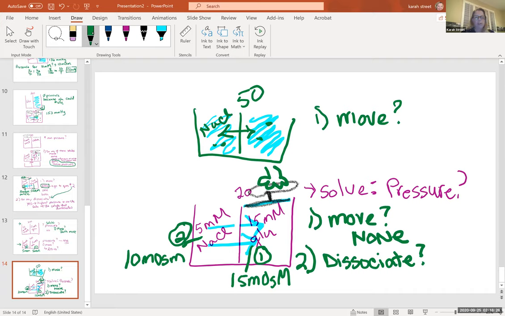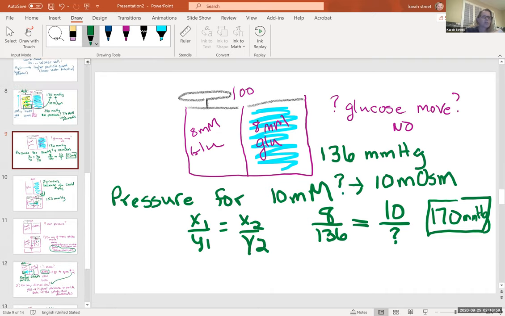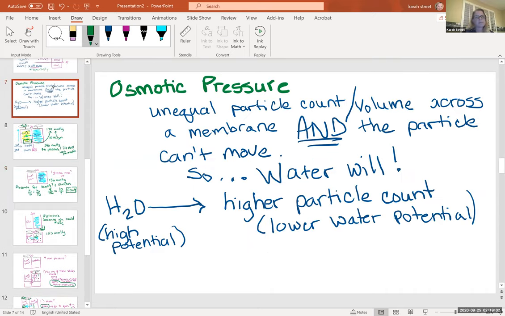Solve for the question, will there be an osmotic pressure in one chamber? If you start with the question, do any of these move? If both do, then they will. There is no osmotic pressure. Osmotic pressure only occurs when there are unequal particles across a biological membrane, and the particles can't move. When a particle can't move, that's when water will. And water will always move to the area of higher particle count.